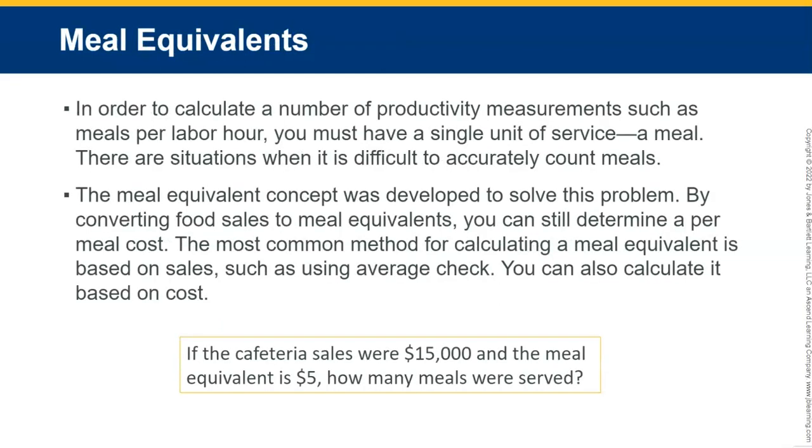In order to calculate a number of productivity measurements, such as meals per labor hour, you must have a single unit of service, aka a meal. There are situations when it is difficult to accurately count meals. The meal equivalent concept was developed to solve this problem by converting food sales to meal equivalents. You can still determine a per meal cost. The most common method for calculating a meal equivalent is based on sales, such as using average check. You can also calculate it based on cost.